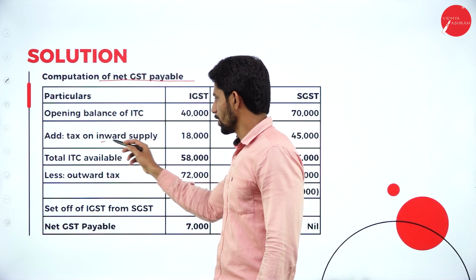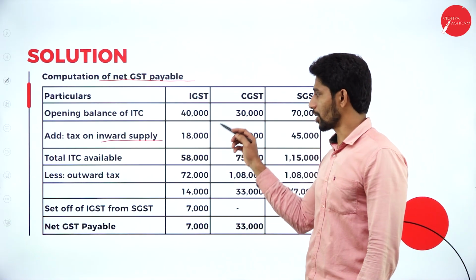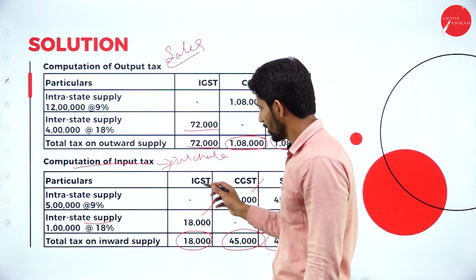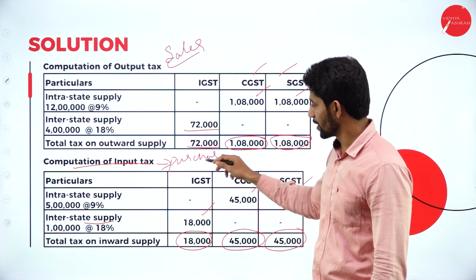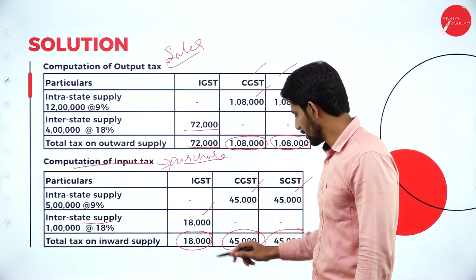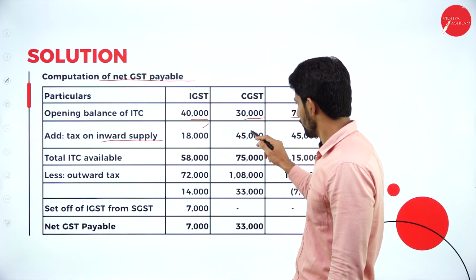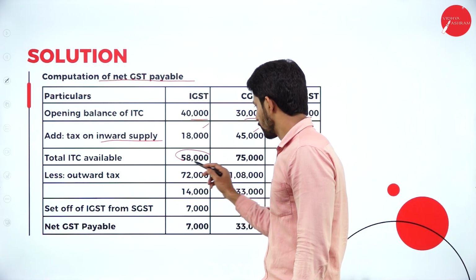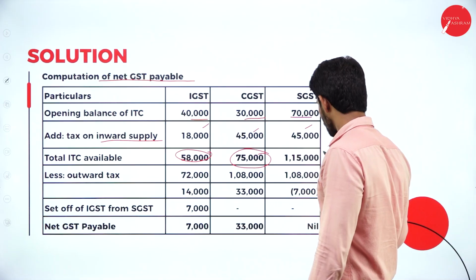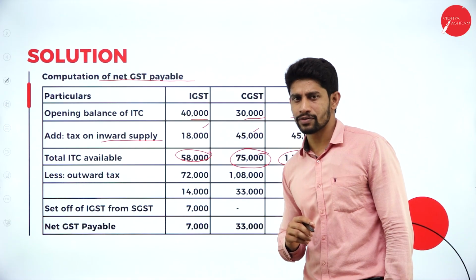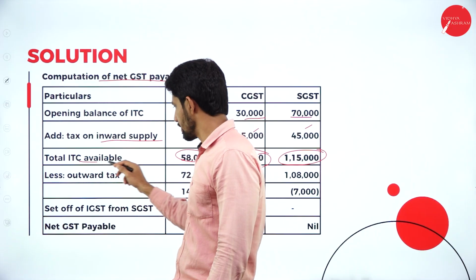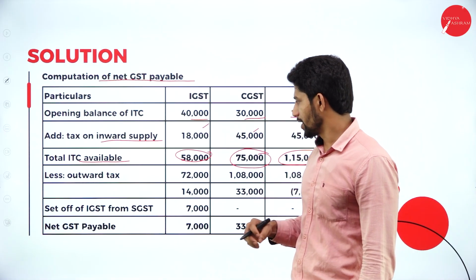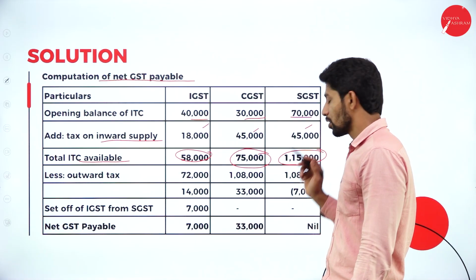Add tax on inward supply. That means in the account you already have this much, and add the tax on inward supply. Whatever tax you calculated on inward supply, that is on purchase, just add it. That is 18,000, 45,000 and 45,000. Now total these two, you will get 58,000, 75,000 and 1,15,000. This value is called total ITC available, that is input tax credit available. That means in your account at present you have 58,000, 75,000 and 1,15,000.